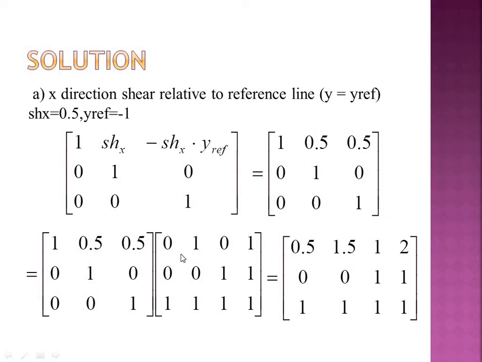This is our object matrix. In the first column, the coordinates of vertex A are there: 0, 0. In the second column, the coordinates of vertex B: 1, 0. In the third column, the coordinates of vertex C: 0, 1. And in the last column, the coordinates of vertex D as 1, 1. In the last row, there will be 1, 1, 1, 1, because here it is a homogeneous matrix.